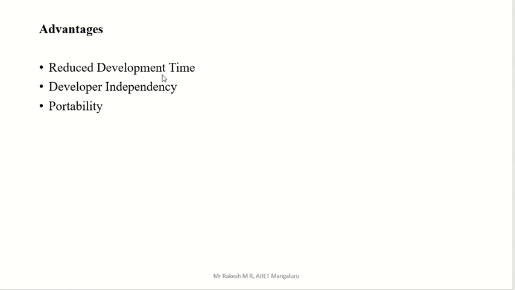Developer independency: there we have dependency, right? Here we have independency, that means the particular code does not depend on any developer. And portability: you can port that particular C program or Java program to any computers or laptops or any embedded devices. That is portable. The same version of software is applicable to another embedded device also. So that is a portable high level language.